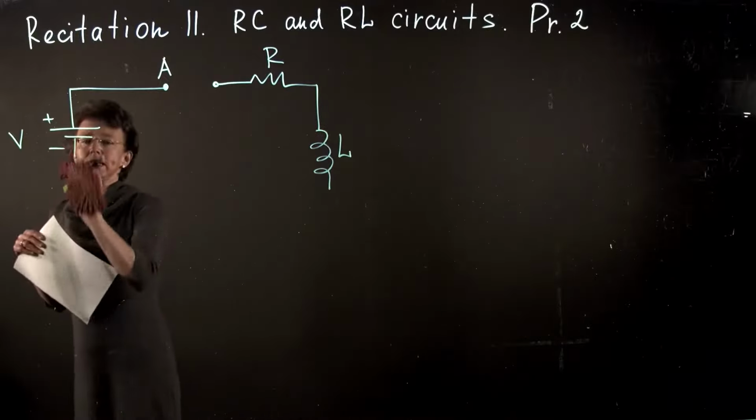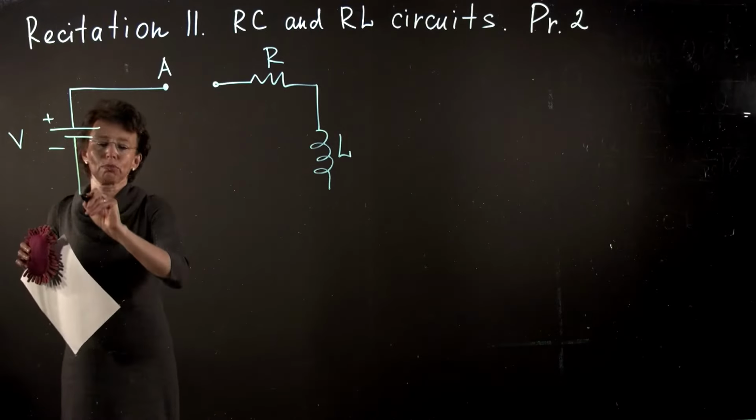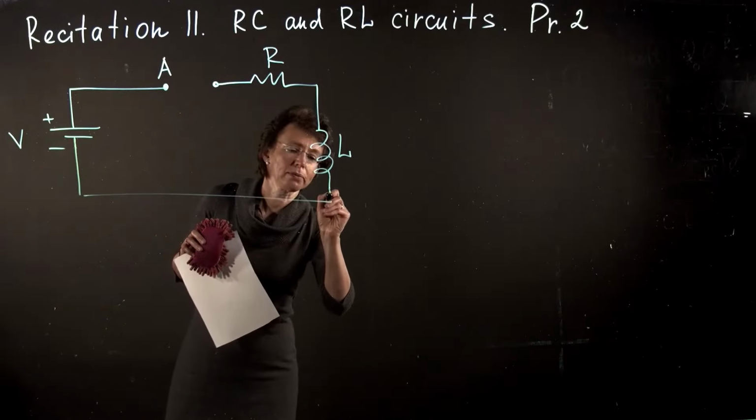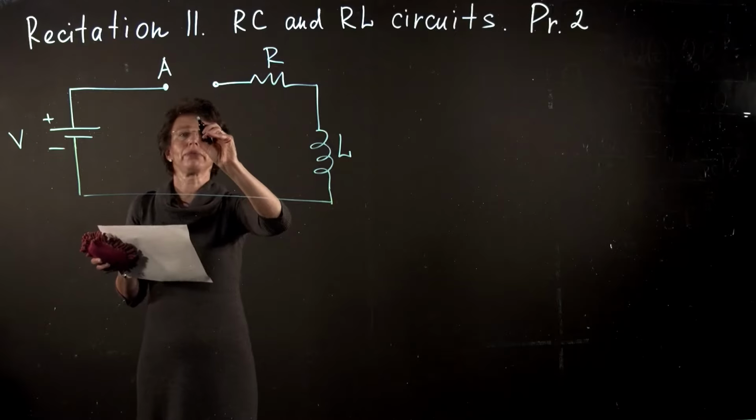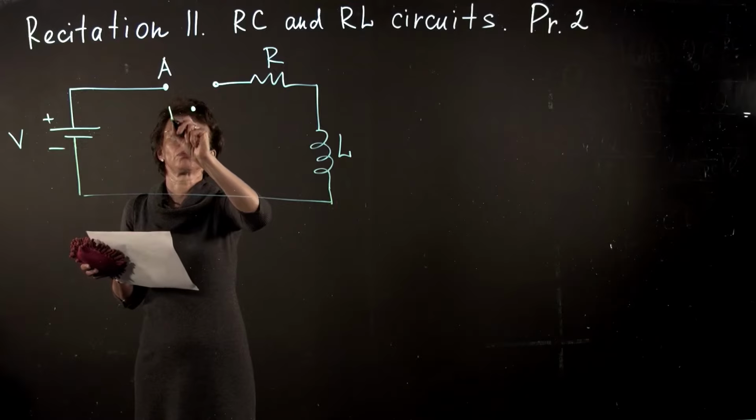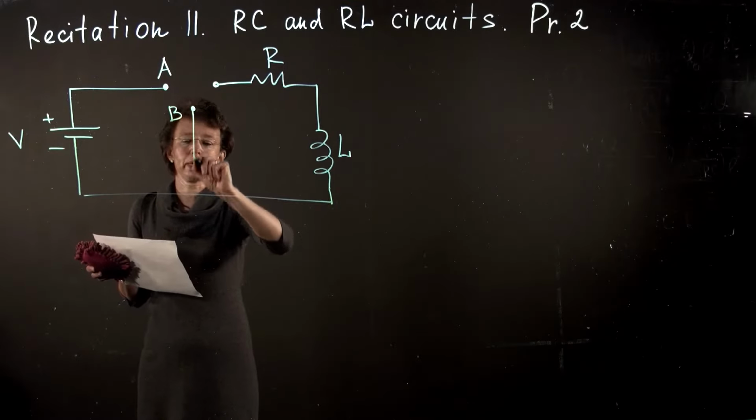Let me do it better. We will close the loop this way. And we will have another switch here. We will call this point B.